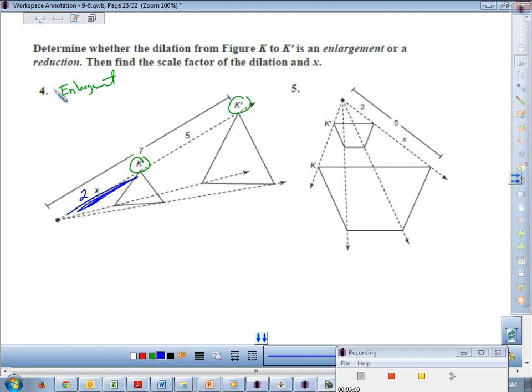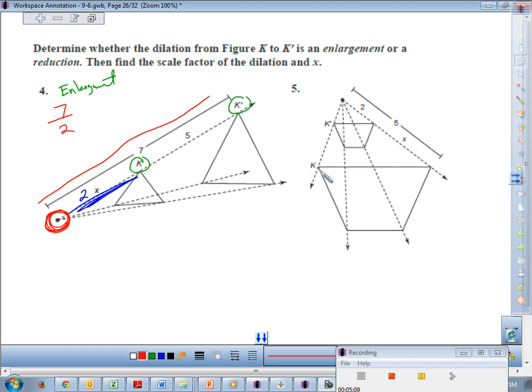So, since this is an enlargement, my scale factor should be big over little because I want that to be bigger than 1. And it's the whole distance of 7, right? We're always focusing around the point that they did the dilation around. This is the point. The whole distance of 7 divided by how far the original is from the point, which is 2. So our scale factor is 7 over 2.